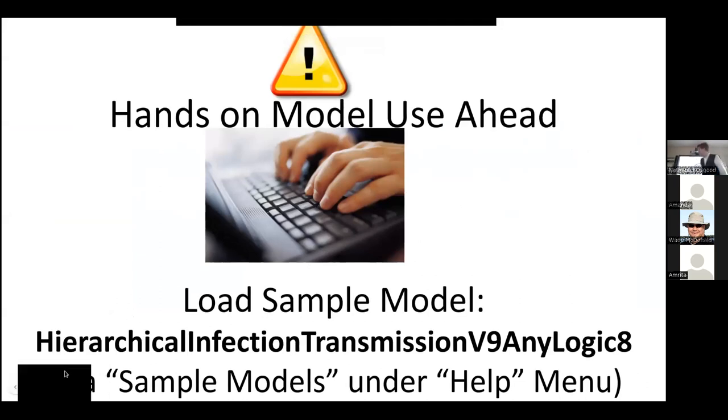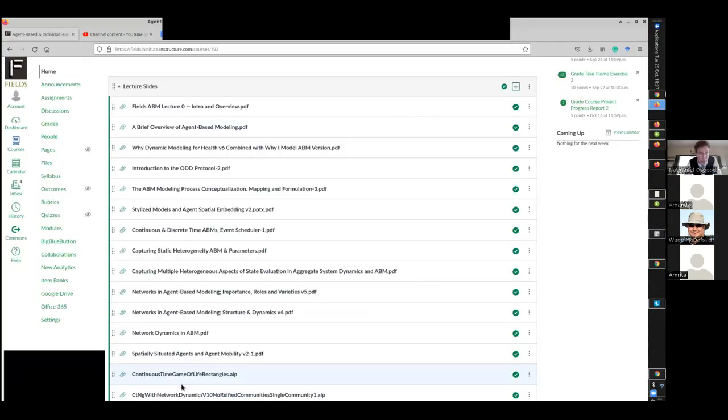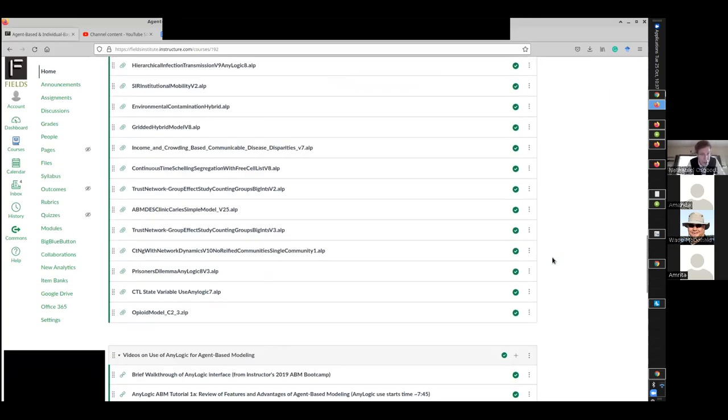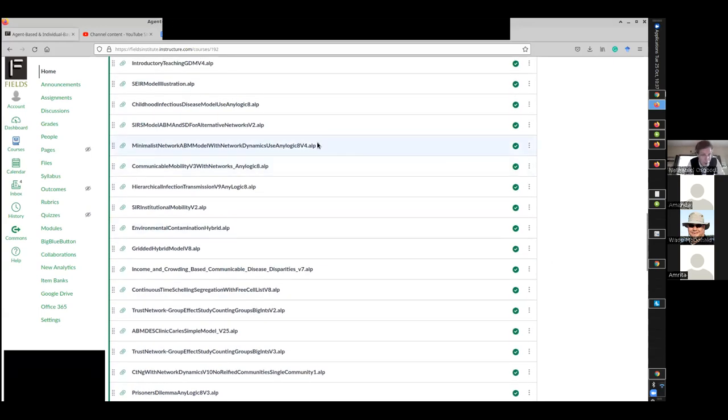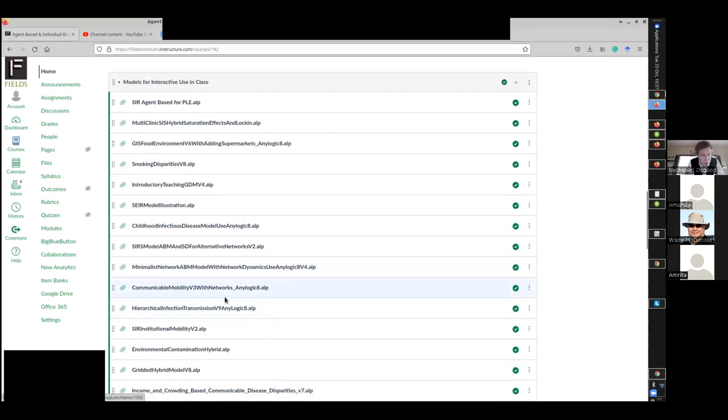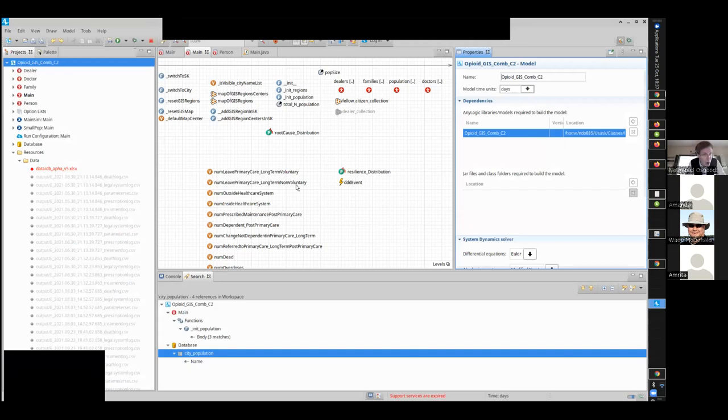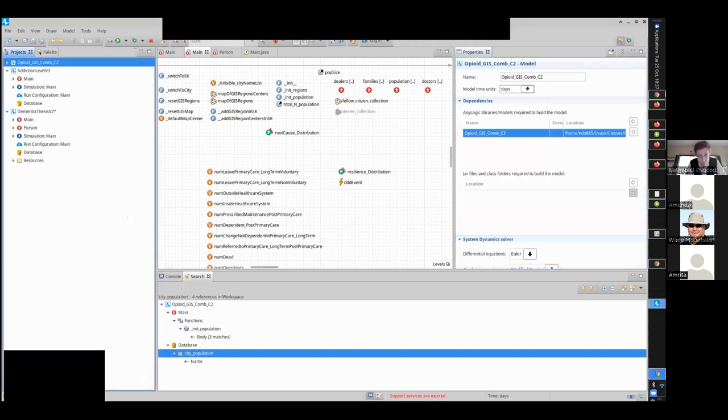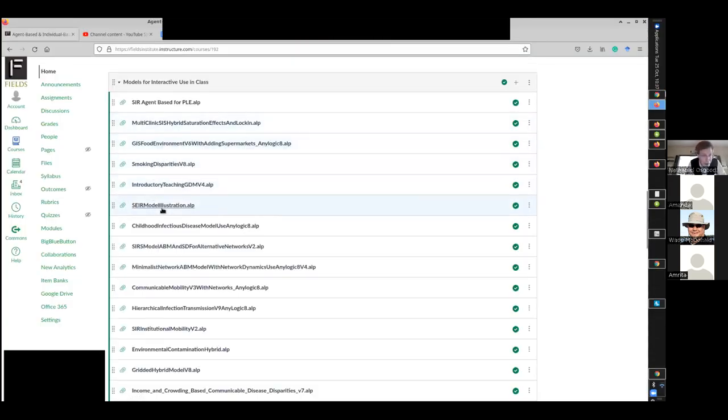The first is one we've seen before, several of these we've seen before, and it's the hierarchical infection transmission model, which is often built in my boot camps. It's one that we discussed in the context of spatial context and mobility among contexts. But we're going to talk about it now as indicative of multi-level or multi-scale modeling. We're going to open that up. It's the Hierarchical Infection Transmission version 9, and you can find it up on the Canvas site for the course, about halfway down the list of models. Okay. Open that one up. I thought I had it open here, but it looks like I didn't. So I'll join you in downloading it here.